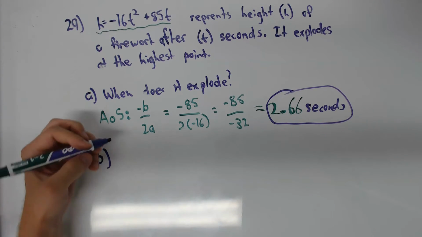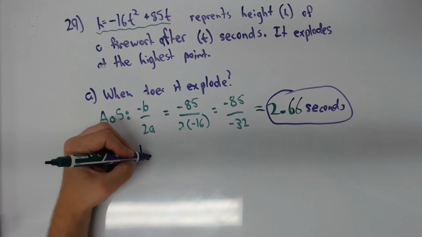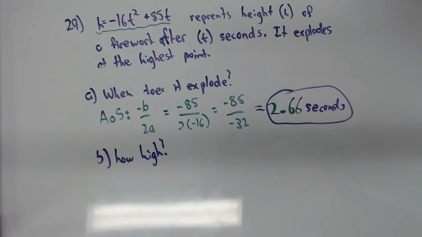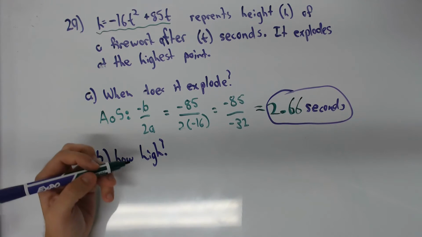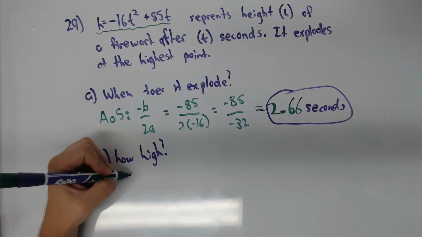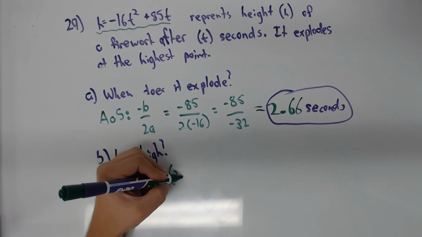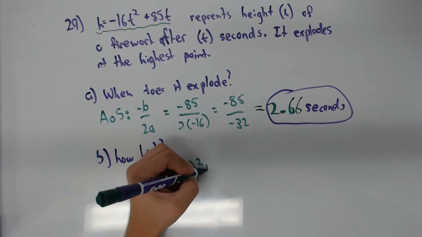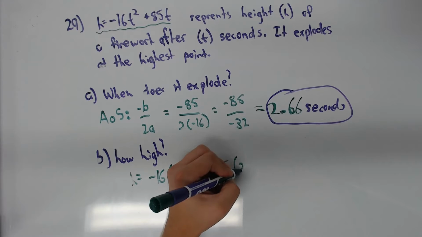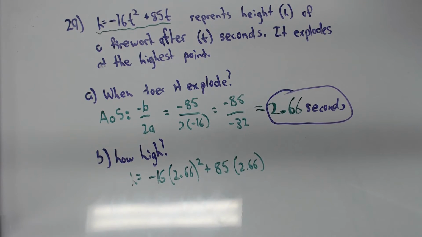Letter B is how high. To figure that out, we have to plug our time back in, and that gets us the y value of the vertex. So we want to know height when we plug in 2.66 for t. All right, so let's figure that out. It's going to have decimals. That's fine. We'll just keep rounding to 2 decimal places. We're not in a physics class right now where we might care about being a little more accurate.